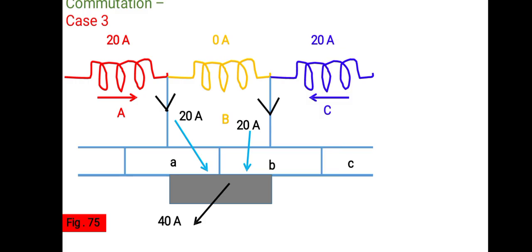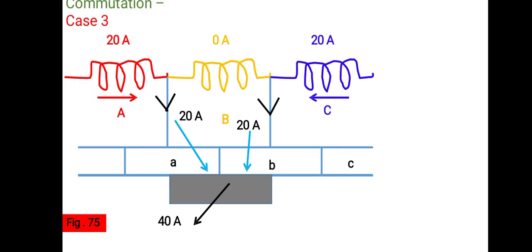Next, the third case. We are considering 50% of the brush with commutator segment A and the remaining 50% with the existing commutator segment B. In that case also it is 40 amps, but in the Y winding the current is now zero. Initially it was 20, then 10, now it is 0. From the red winding it is 20 amps, and from the blue winding already 20 amps. So those 20 plus 20, equal to 40 amps, flow through the brush.